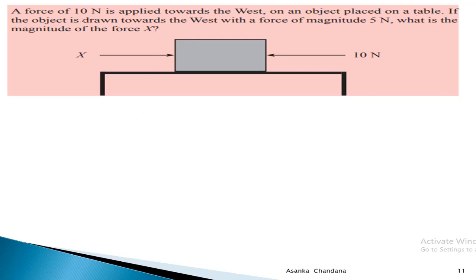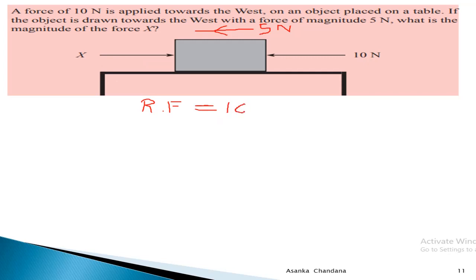If the object is drawn towards the west, it means the resultant force is 5 Newton. Now we have been given the resultant force, and we have to find the x. Firstly, we have to write the equation of the resultant force. If the object moves this side, it means the larger force is 10 Newton. So the resultant force can be taken as 10 Newton minus x.